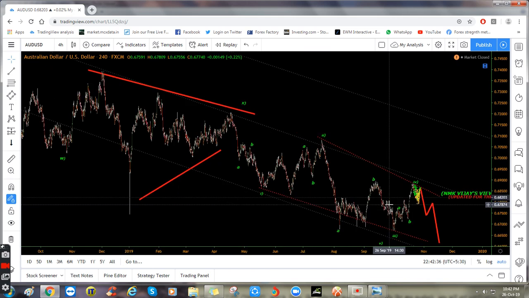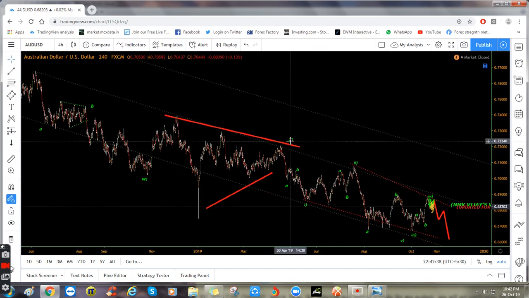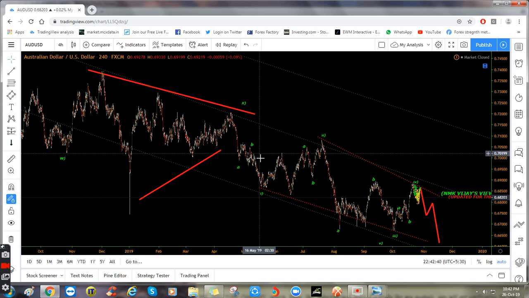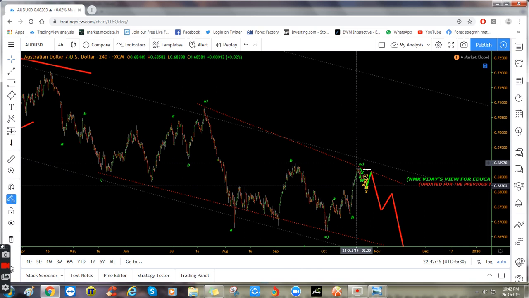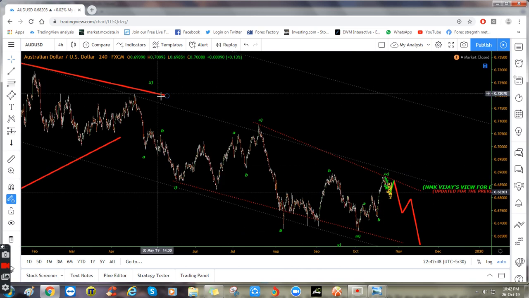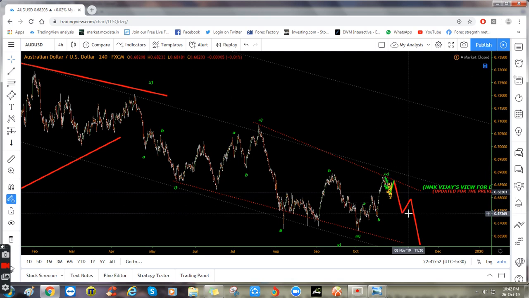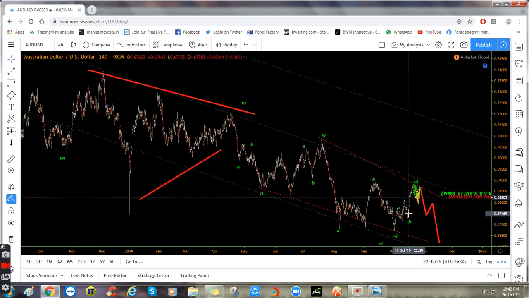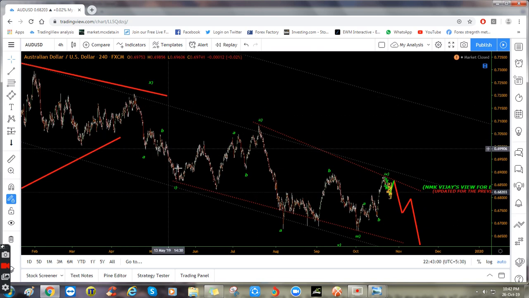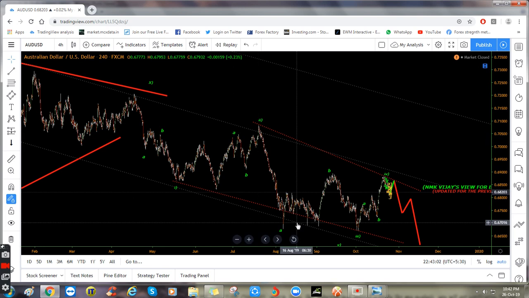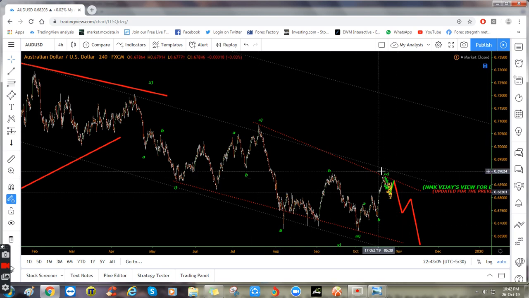So this is my view for this. According to this, this could be an X. So the fourth wave has ended here, and we are still in the fifth wave of the Y wave. Or, without the ABC, this could be a 1, 2, 3, so this is also 4, and the fifth wave is to the downside.